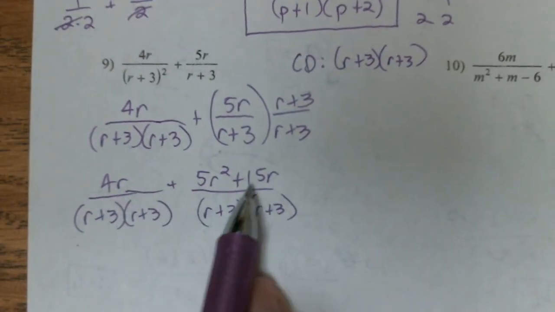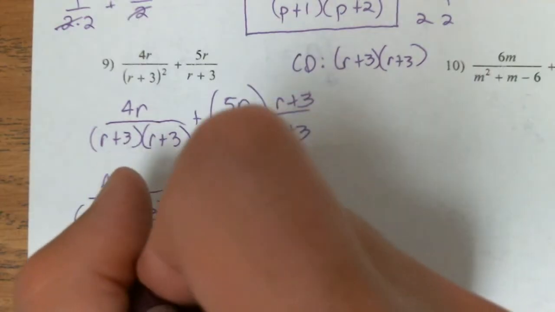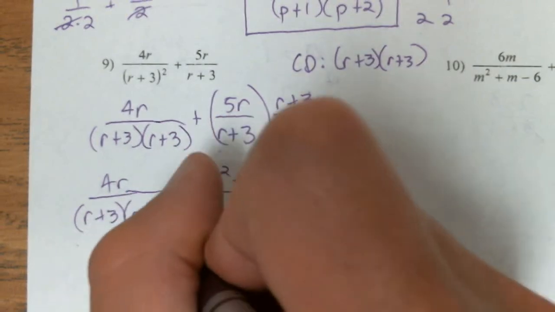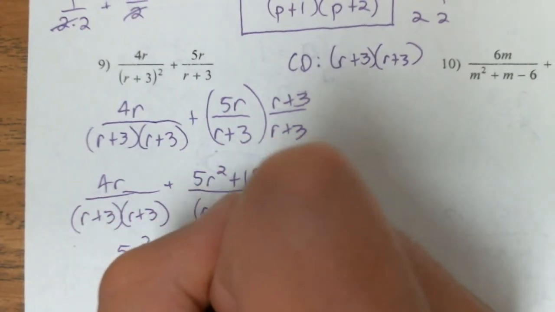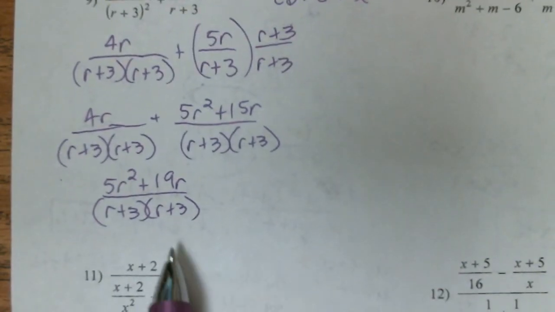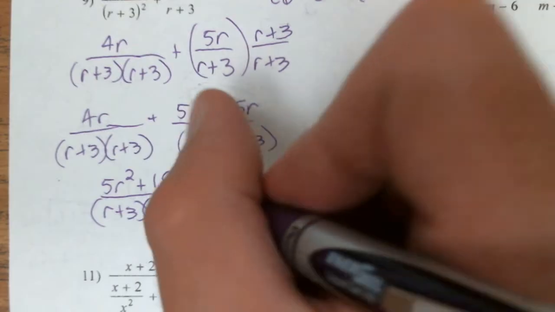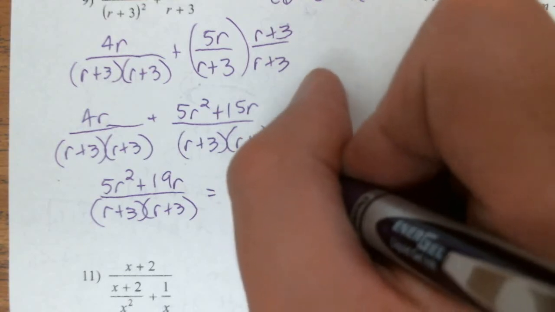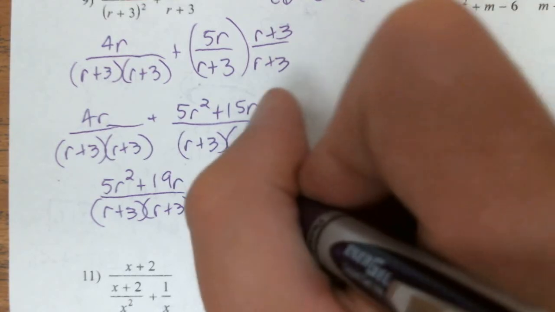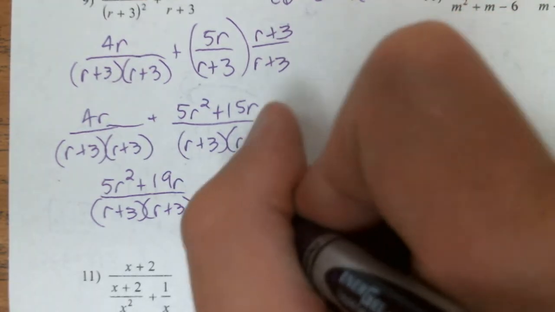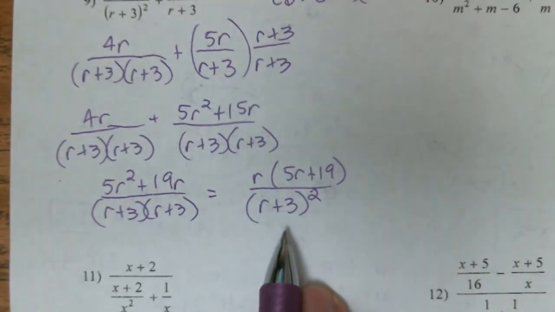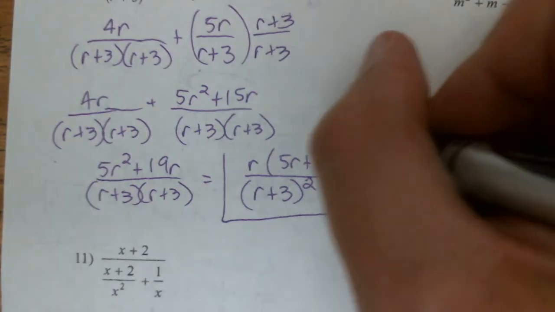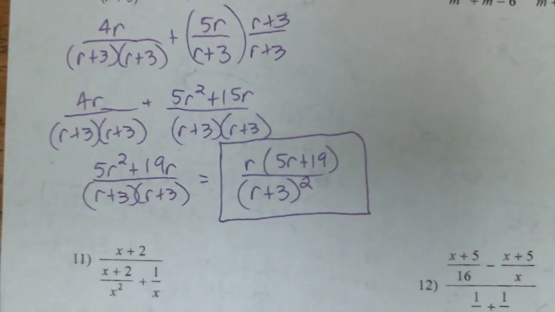Okay, let's clean this up a little bit. I can add the 4r and the 15r. So I have 5r squared plus 19r over r plus 3 times r plus 3. Nothing's going to cancel, but I can pull out an r. So that's going to leave me with 5r plus 19 all over r plus 3. Now in this case, if you want to leave your denominator as quantity squared, I'm perfectly fine with either of those acceptable answers, whichever you prefer.